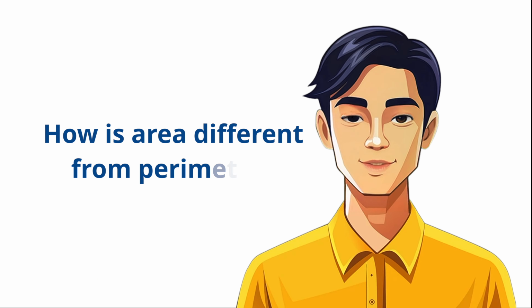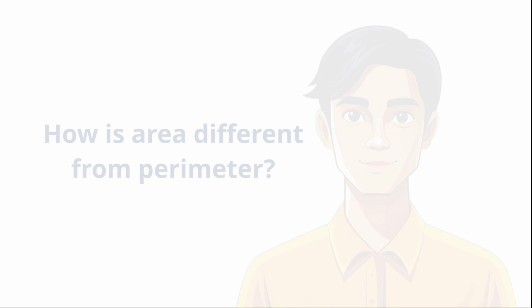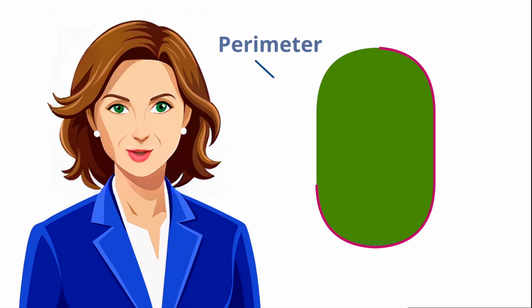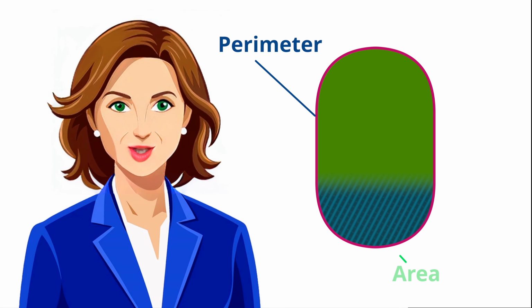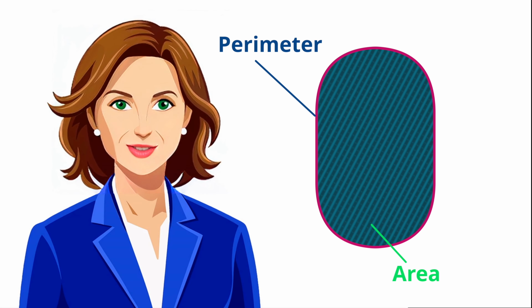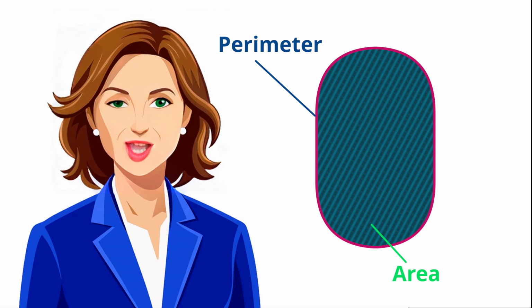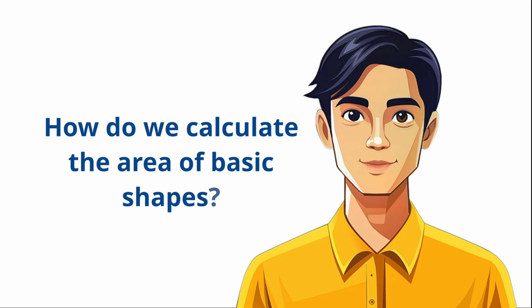Moving on to area, how is area different from perimeter? While the perimeter measures the outer boundary, the area measures the surface inside a shape. It tells us how much space is covered within the shape's boundaries. How do we calculate the area of basic shapes?